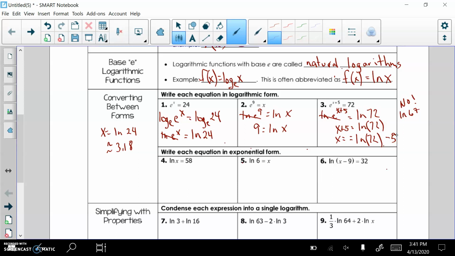Okay, so that value, just in case you're trying it, even though we're only supposed to rewrite this, the natural log of 72, close my parentheses, then subtract 5, is equal to negative 0.72.